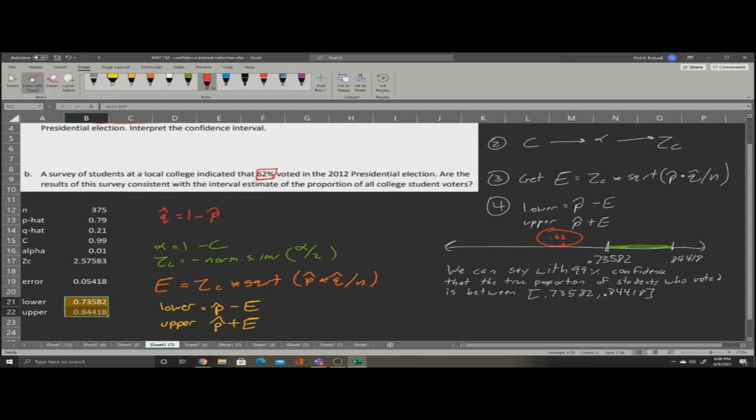Now, since this is not inside of our confidence interval, we can say that this proportion is not consistent with our findings. And the reason why is because it was outside our interval. Had they given us a number that was between the two numbers we found, we would say that is consistent.